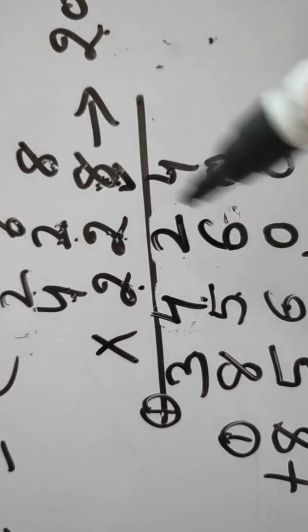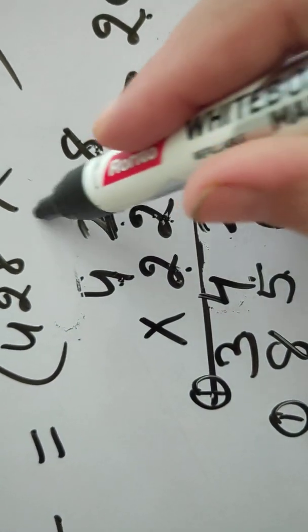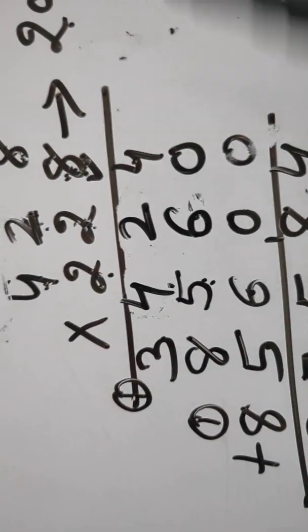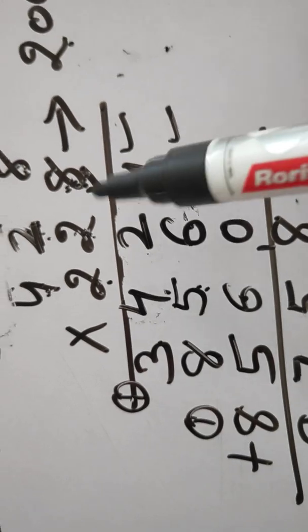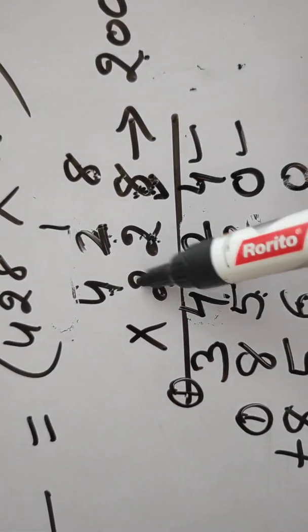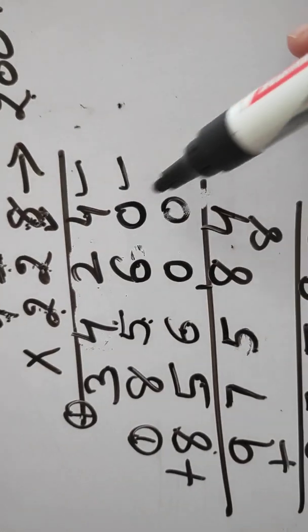Now in the second step, 2 8s are 16. 1 goes as a carry. 2 2s are 4 and 1 is 5. 4 2s are 8. This is correct. This one also correct. Now multiplication with 2. 2 8s are 16. 1 goes as a carry. 2 2s are 4 and 1 is 5. 2 4s are 8. Now the last step is addition.